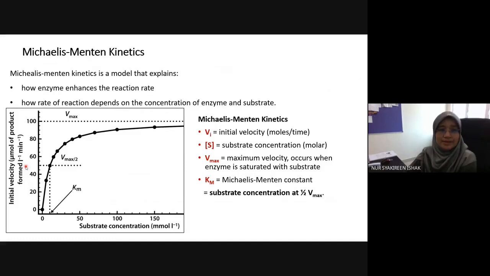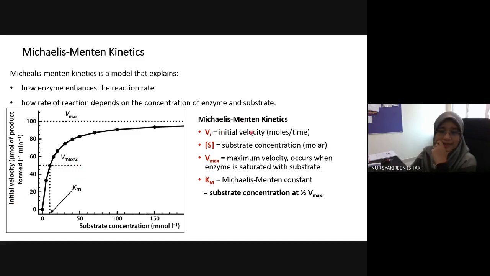Now, Michaelis-Menten kinetics. It is a model that explains how an enzyme enhances the rate of reaction, and how the rate of reaction depends on the concentration of enzyme and also the concentration of substrate. From the graph you can tell what is the maximum substrate that you need for the reaction to occur at its maximum point, without wasting any substrate.